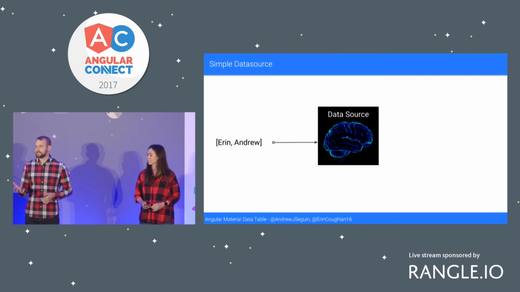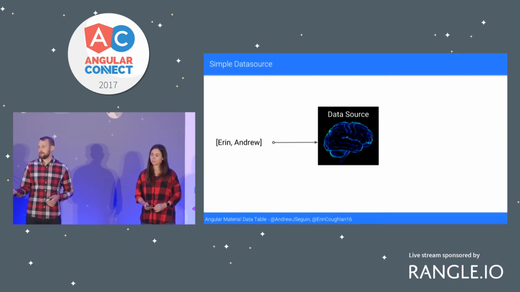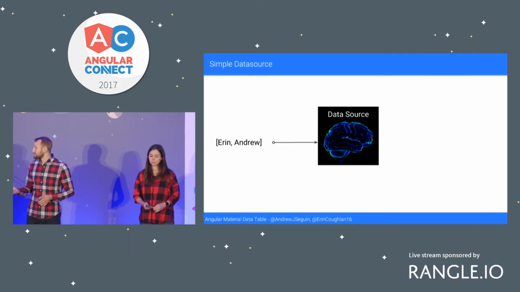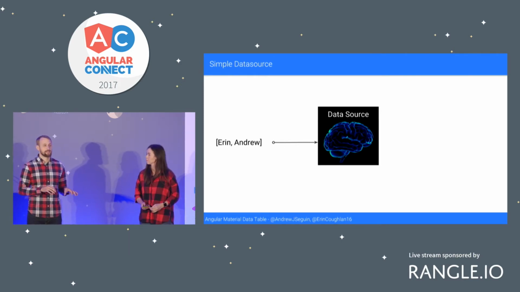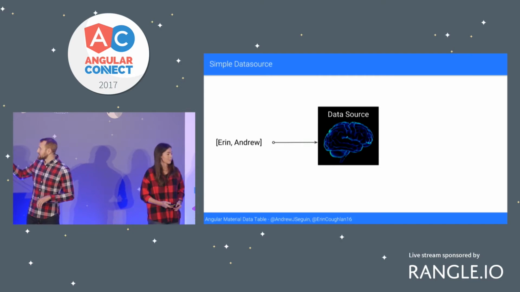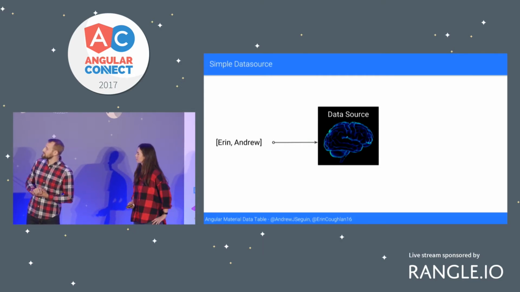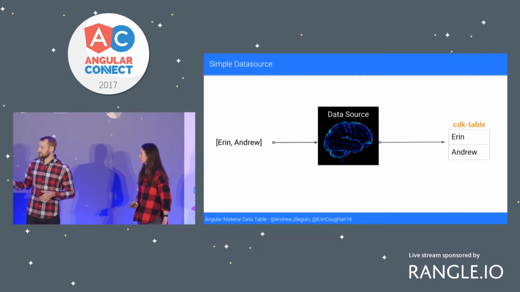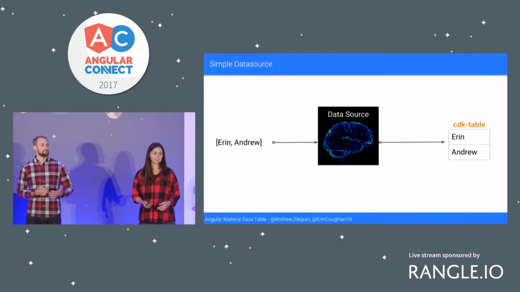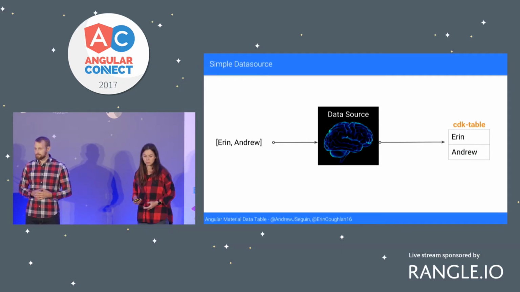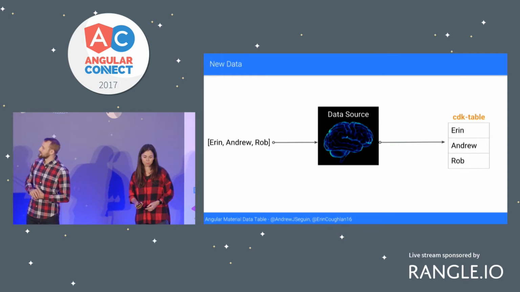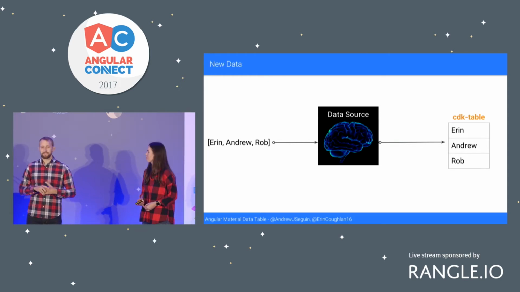So think of your data source as the guy that's modular, where you're going to put all the logic about what rows you want to display to the user, and then the benefit being that you can use that data source anywhere else, right? So say we have a couple names here, Erin and Andrew. We give it to the data source, and it says, all right, I'll tell the table, render out Erin and Andrew. Great, simple.